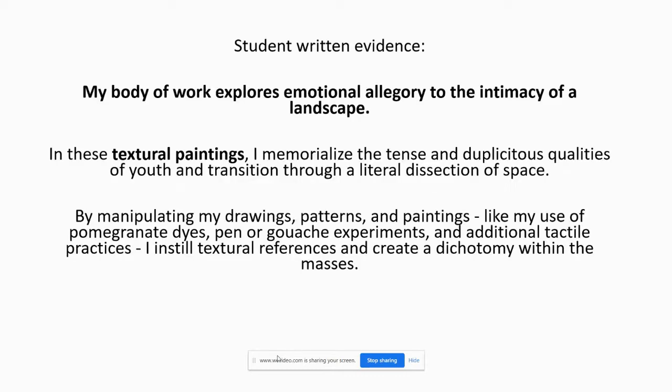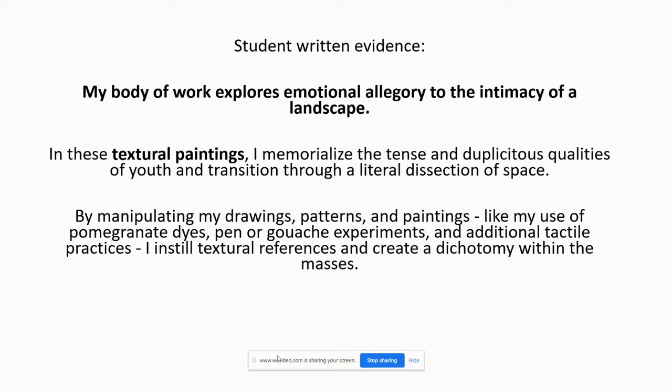So let's begin. First of all, this is the student's written evidence. Now bear with me. "My body of work explores emotional allegory to the intimacy of a landscape. In these textual paintings," that's important. They're textual paintings. She's going to make paintings out of fabric. Then you can read the rest here.